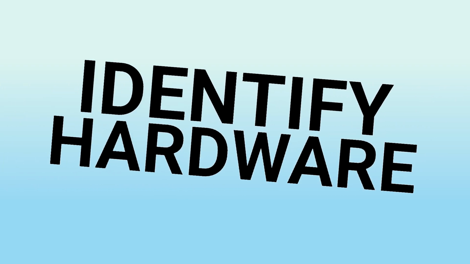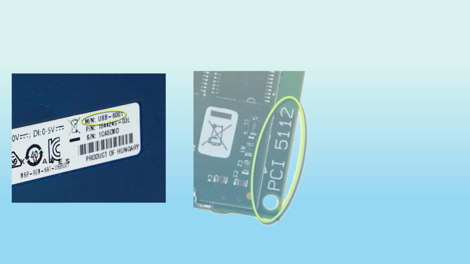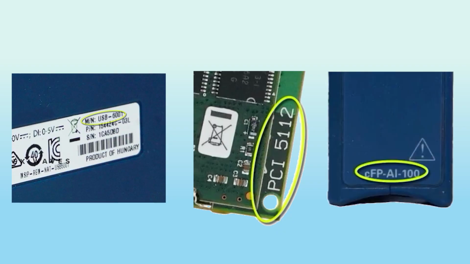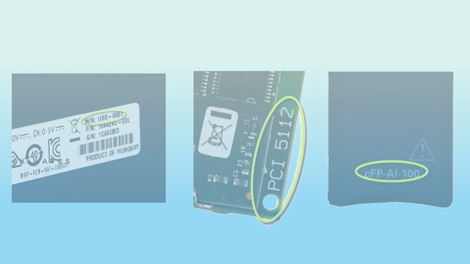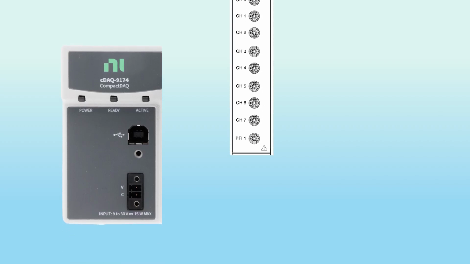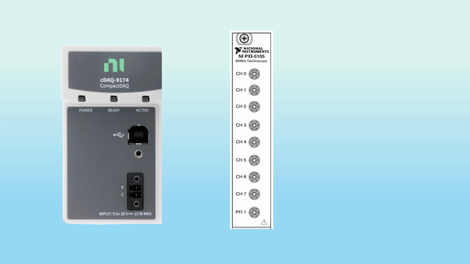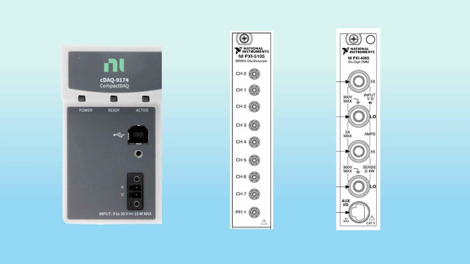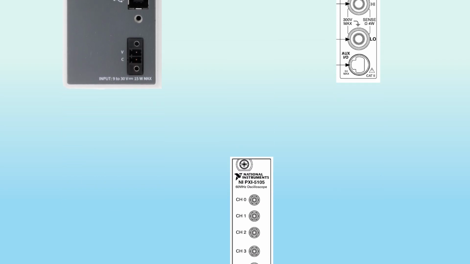The first step is identifying your hardware. Look for the model number printed on the device, such as USB-6001, PCIe-5112, or cFP-AI-100. This model number is the key to finding the correct driver. You'll also want to identify the hardware category. Is it a data acquisition device, a digital multimeter, an oscilloscope or digitizer, a switch module, a CAN or LIN interface? The type of instrument usually tells you which driver family to start with.